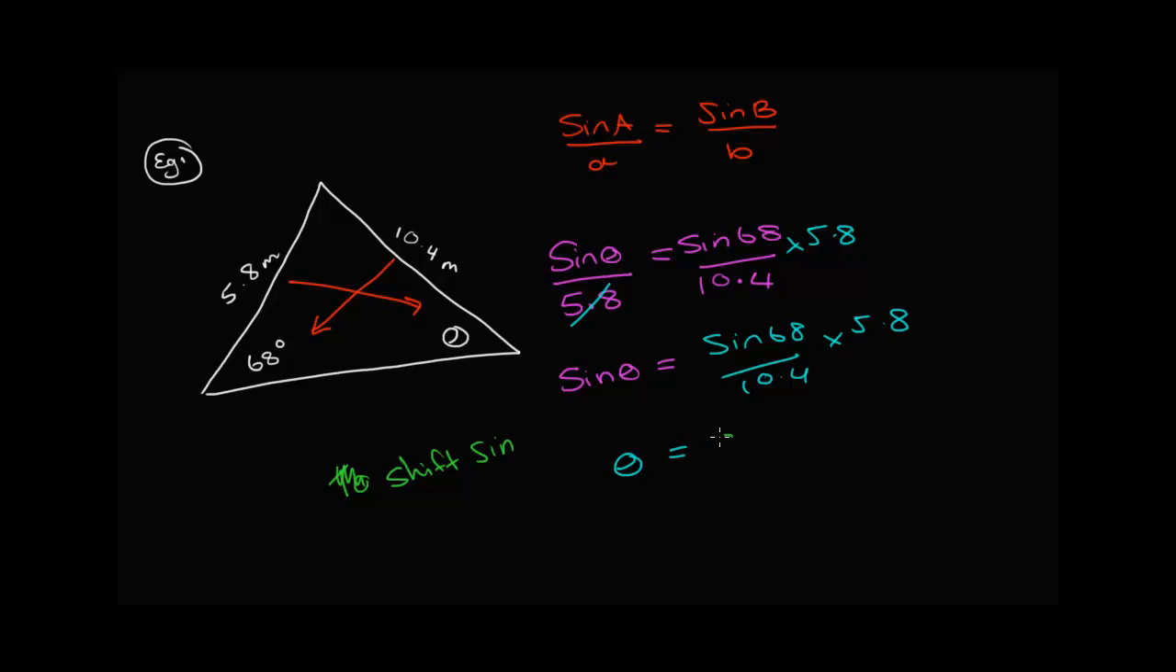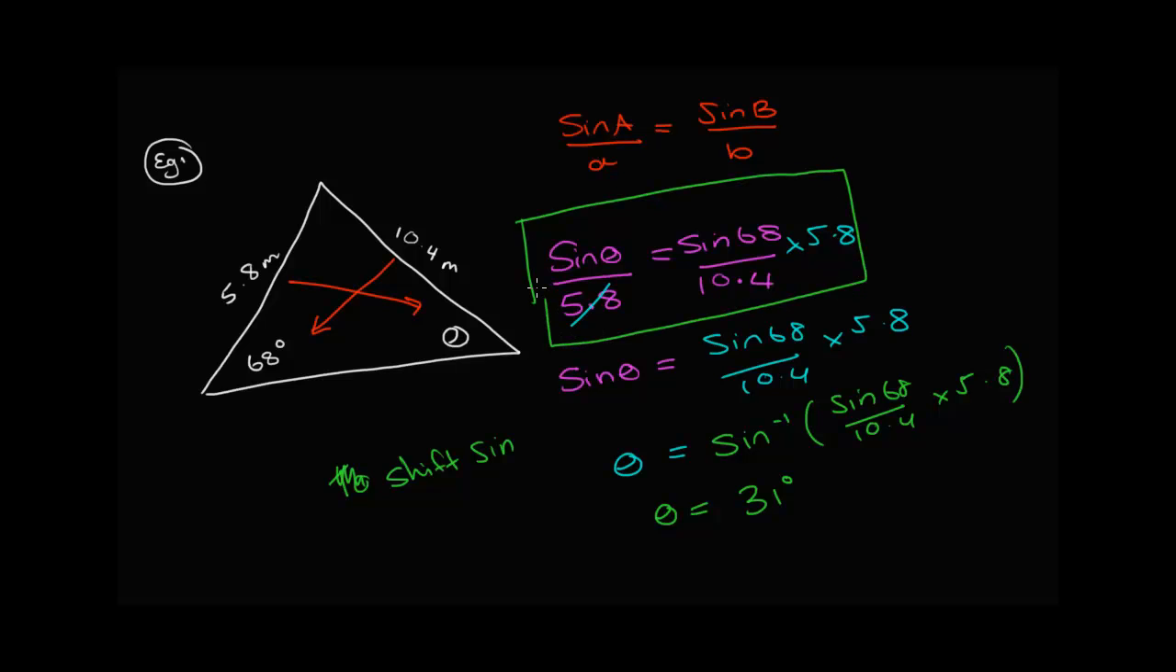Remember, what we actually put in is sine to the negative 1, and we type in sine 68 over 10.4 times 5.8. Often you can put that in first in the calculator, find the answer, and then press shift sine. That will work out to be, I think, 31 degrees to the nearest degree. I might just want to check that. Obviously if you've got the graphics calculator, you can see how much easier it is just by putting that bit into the graphics calculator and solving it straight away. It's nice and easy.